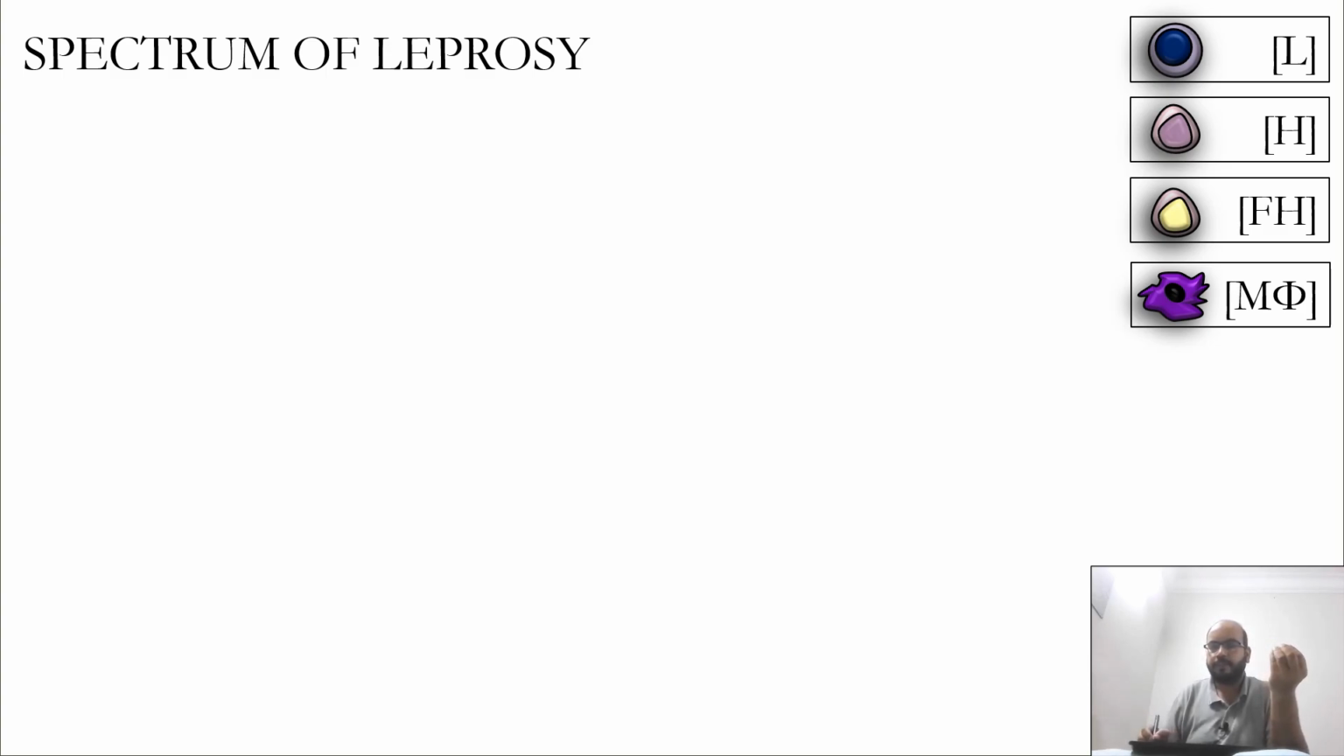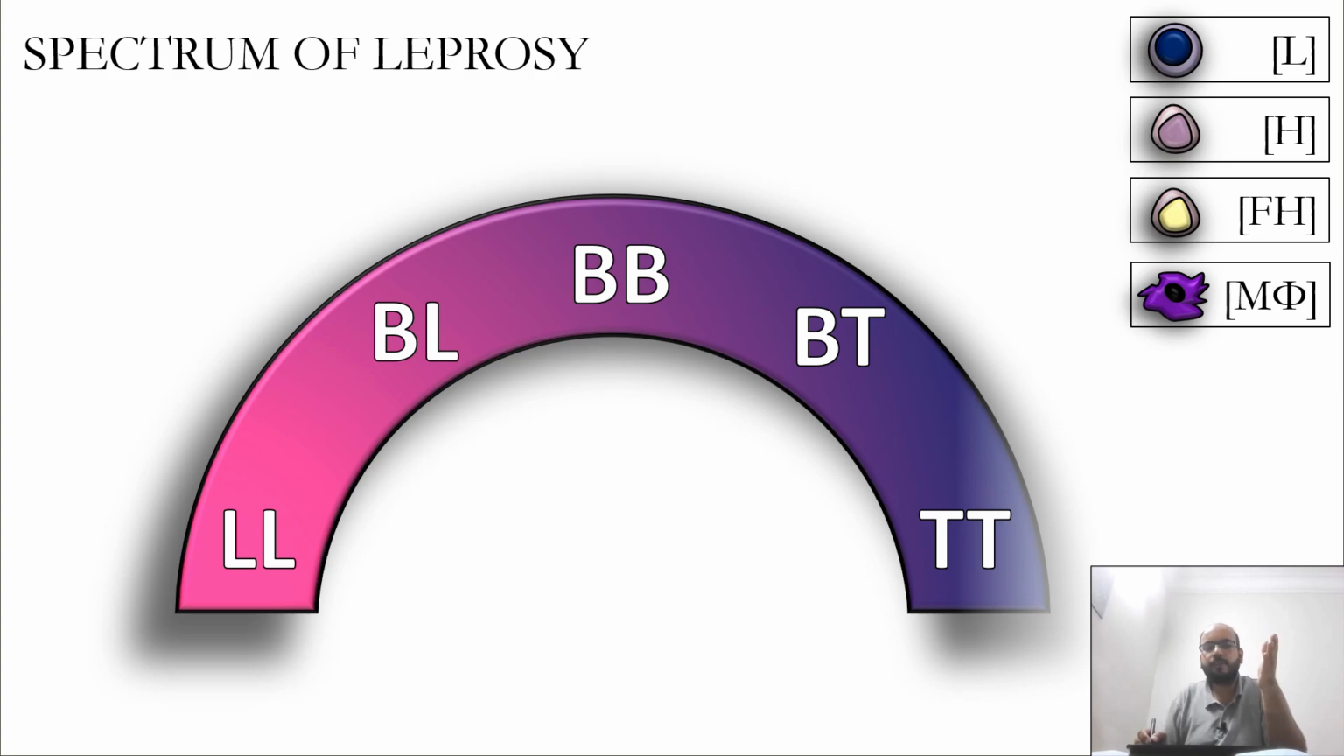Now, what do we mean by spectrum? Spectrum means we have a spectrum going from the lepromatous pole, LL pole, to the tuberculoid pole. Okay, and the spectrum is lepromatous leprosy, borderline lepromatous, borderline tuberculoid, and tuberculoid pole. Okay, and as you see, the color is changing. The pink color is of histiocytes, and that is what we see.